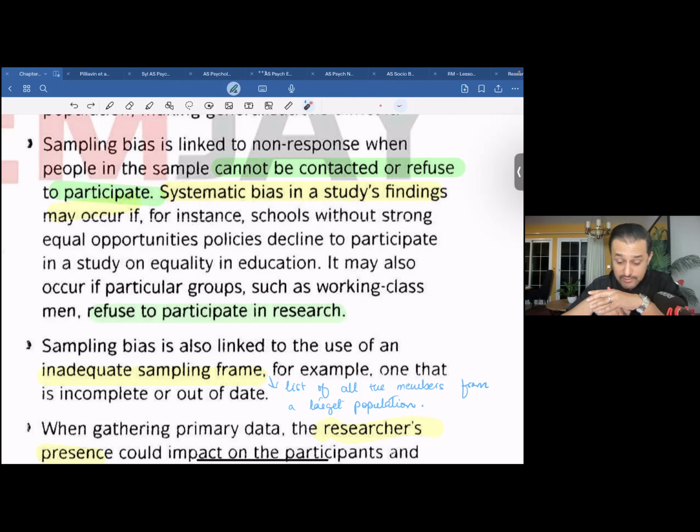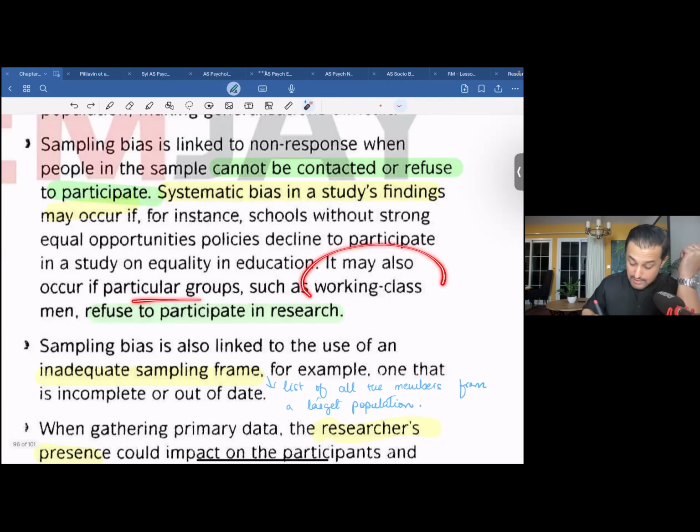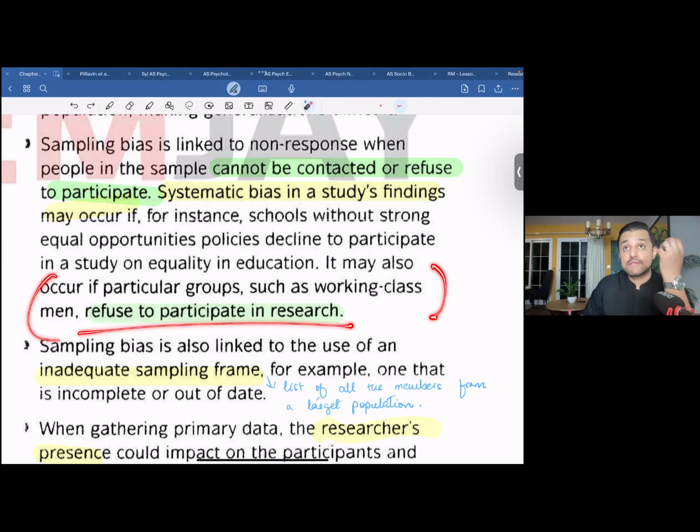Right? Systematic bias in a study's findings may occur if, for instance, schools without strong equal opportunities policies decline to participate in a study on equality in education. Amazing example. It may also occur if particular groups, such as working class men, refuse to participate in research. With an example like this, whatever findings you come across would eventually not have the view of working class men, right? Because they simply chose not to participate in your research, right?